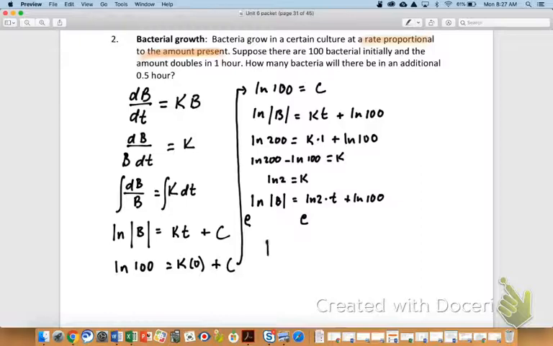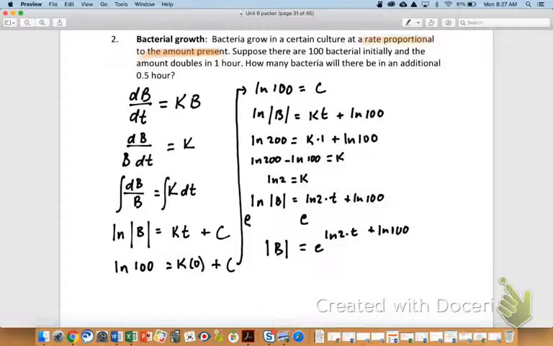Absolute value of B. Not just B, but absolute value of B. And then the right side, I'll just write it as e to the ln of 2 times t plus natural log of 100. Make sure that those two pieces remain in the exponent.